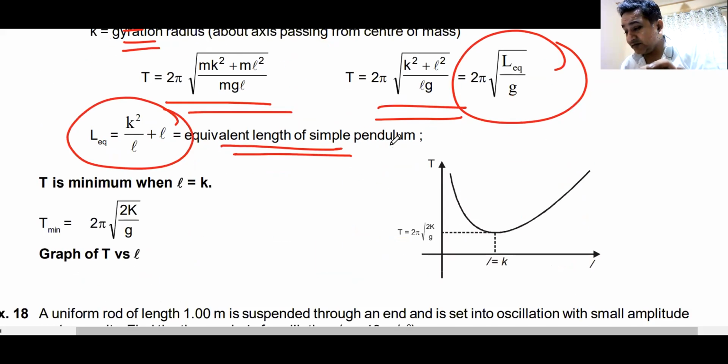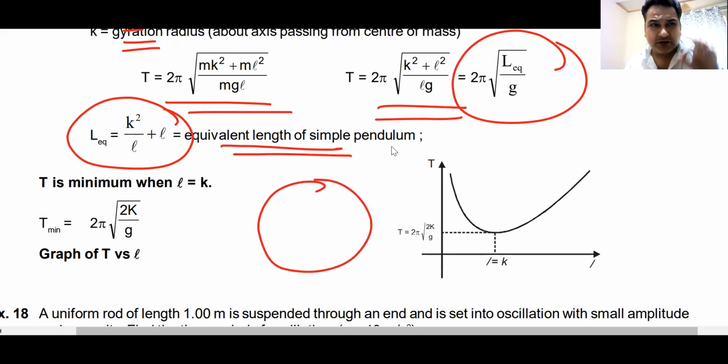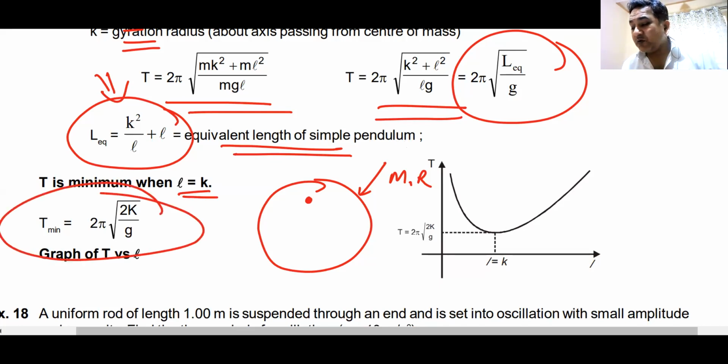Remember, they might ask you this. When is it minimum? It is a question that has come many times. I remember a question coming, I don't know in which exam, maybe in advanced, because it cannot come in mains. There was this advanced question: a disk of mass m, radius r, and they ask where should I hang this so that the time period is minimum. Time period is minimum when L is equal to K. As simple as that. You have to find the derivative of this and equate it to zero, nothing else. L equal to K is the minimum, and the minimum value is 2π root over 2K by g.